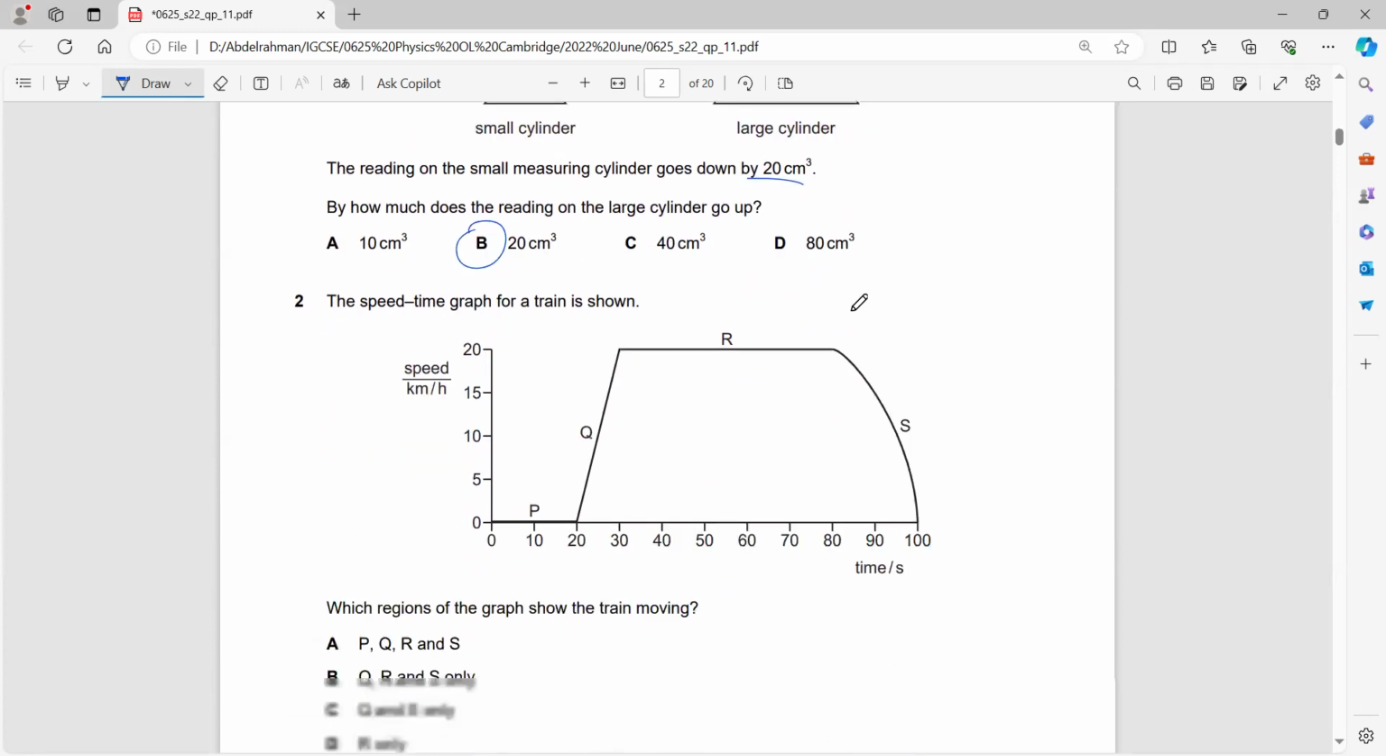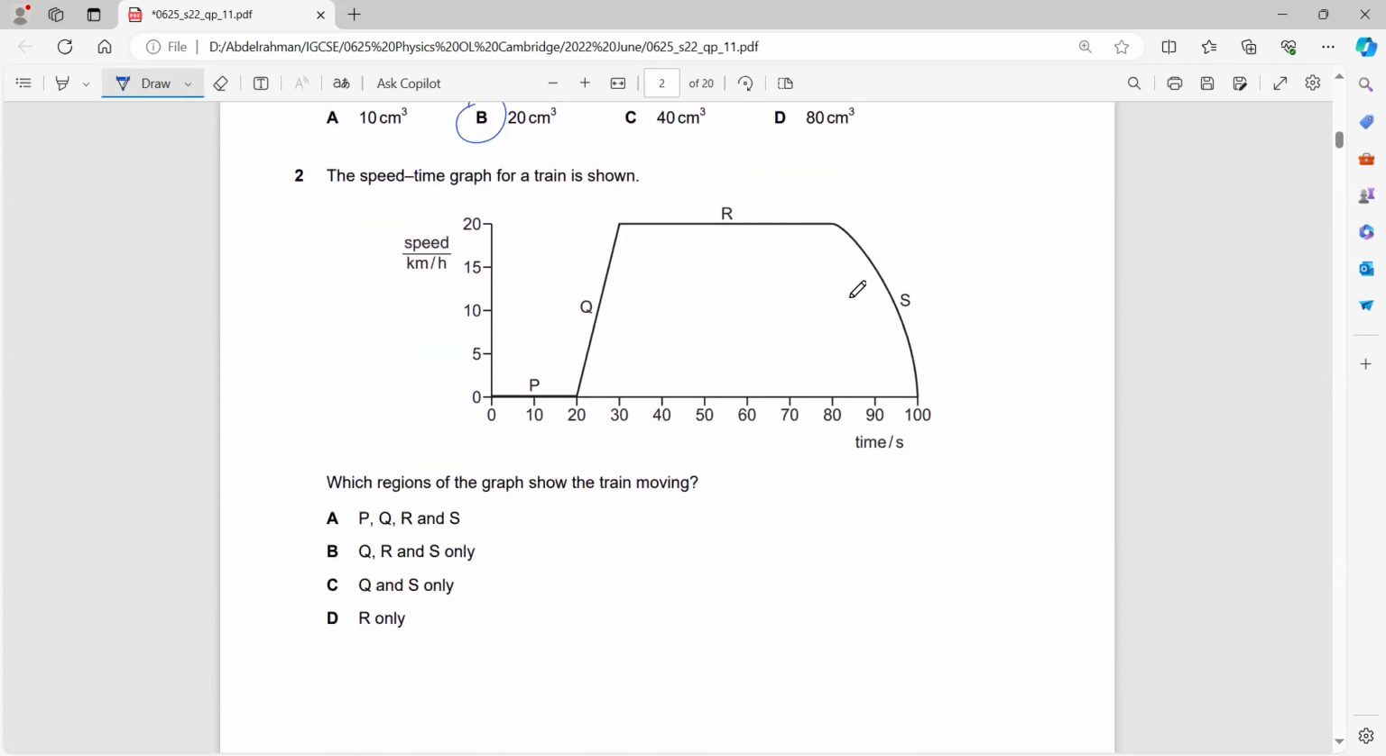The speed time graph for a train is shown. In which regions is the train moving? B. Q, R, and S. Right. Q, R, and S. P, it is at rest. Right. Good.